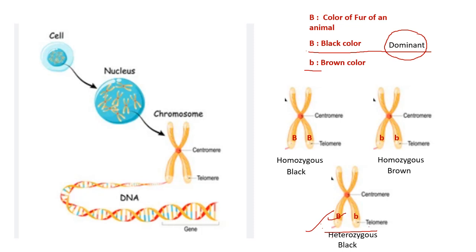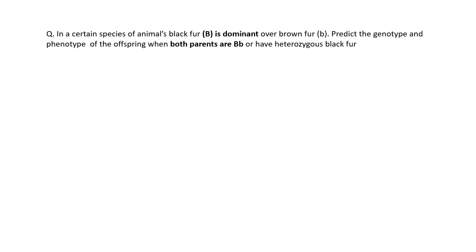Okay, so let's move to the question now, that is, in a certain species of animals, black fur B is dominant over brown fur small b. Predict the genotype and phenotype of the offspring when both parents are heterozygous, capital B and small b. Okay, so both have heterozygous black color. Heterozygous, but it is going to produce black color, as I discussed in the earlier slide.